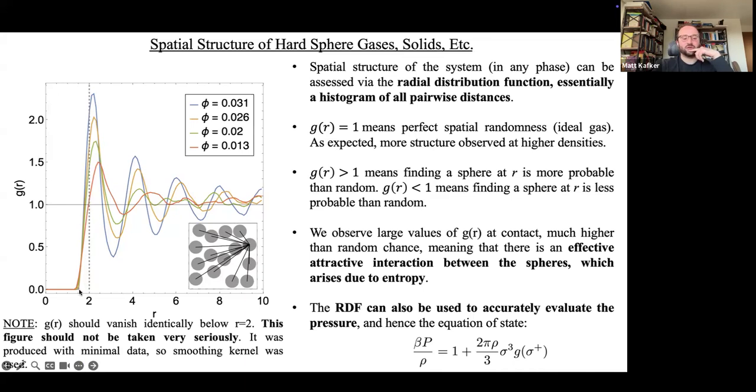And one more thing for those of you who are observant, it should be probability 0 that you find the spheres less than a distance of 2 radii away from one another. But this function has support inside r equals 2. That's because I made this with very little data and I used a smoothing function. So don't take the details of these curves too seriously. This is unphysical, the fact that the function is non-zero inside r equals 2, just in the spirit of full disclosure. Okay, any more questions about this?